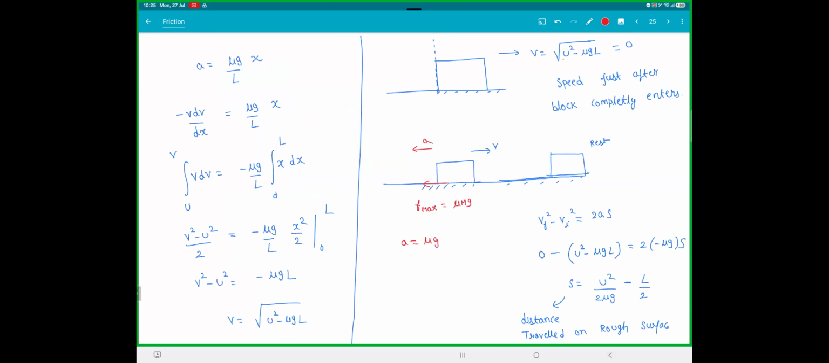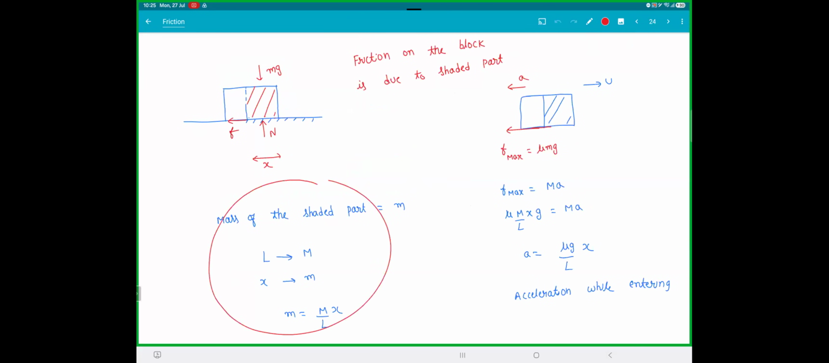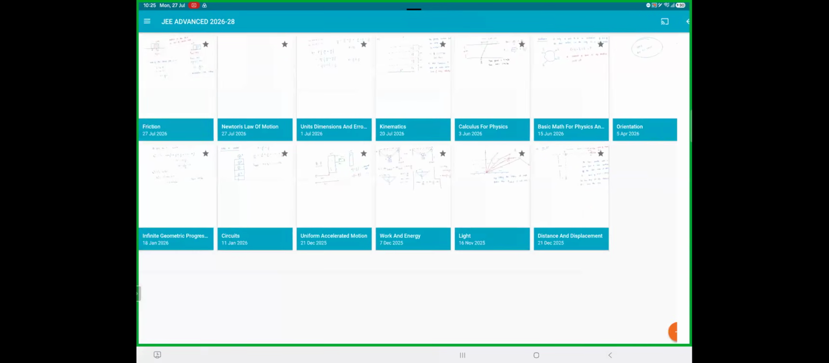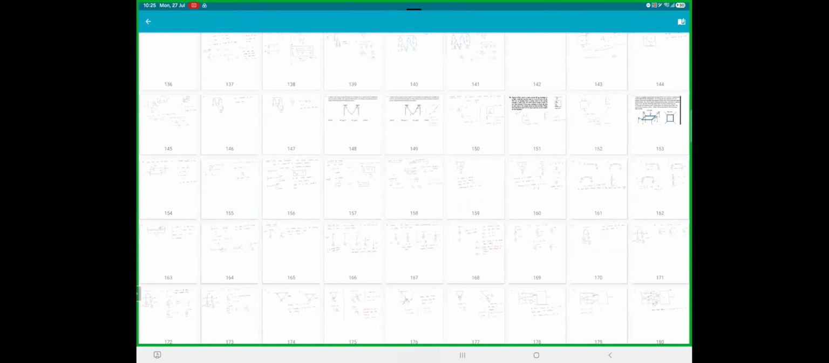Is this making sense, everyone? So there are two parts of the question. When you're entering, you have a variable acceleration. After entering, you have a constant acceleration. And I hope you understood how I took this part. We did this in NLM, this problem, if you remember.